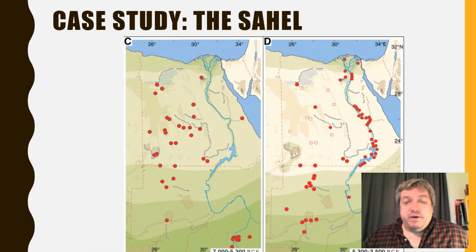Following that trend, about 7,000 years ago, it's still pretty wet, but it begins to dry right about 3,500 years ago. The northern half of Egypt becomes very dry, and what happens is the people that were living here have to move and settle along the Nile.